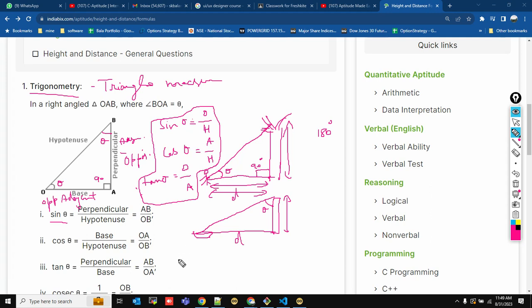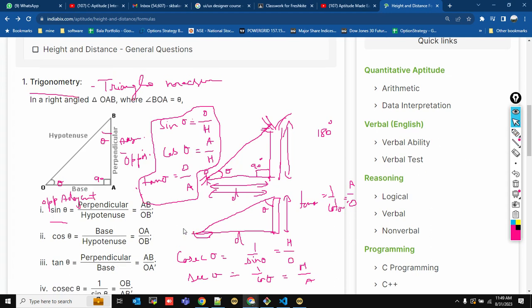Now there are other functions like cosecant theta. This is nothing but 1 by sine theta. It is nothing but inverse of sine theta. So this will be hypotenuse by opposite, and secant theta is 1 by cos theta, which is the inverse of this, hypotenuse by adjacent. And similarly cot theta is 1 by tan theta, which is the inverse of this, adjacent by opposite, okay. So once you know these ratios, it's easy to derive these ratios, right?